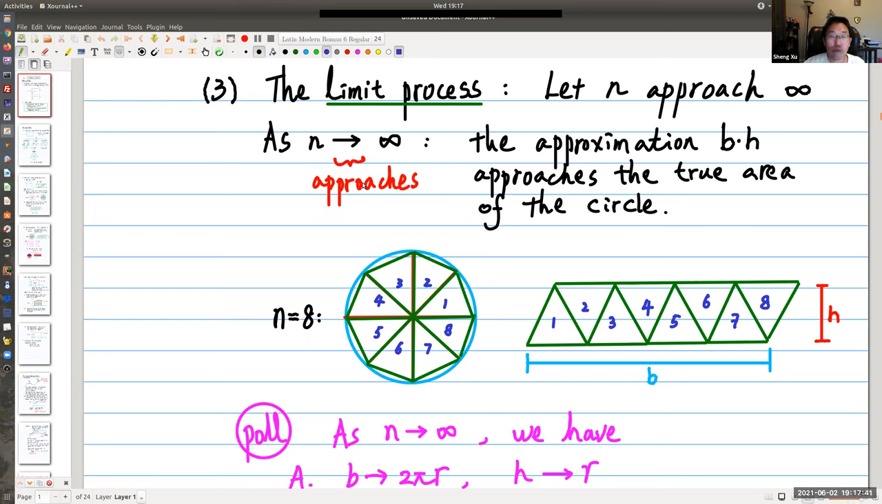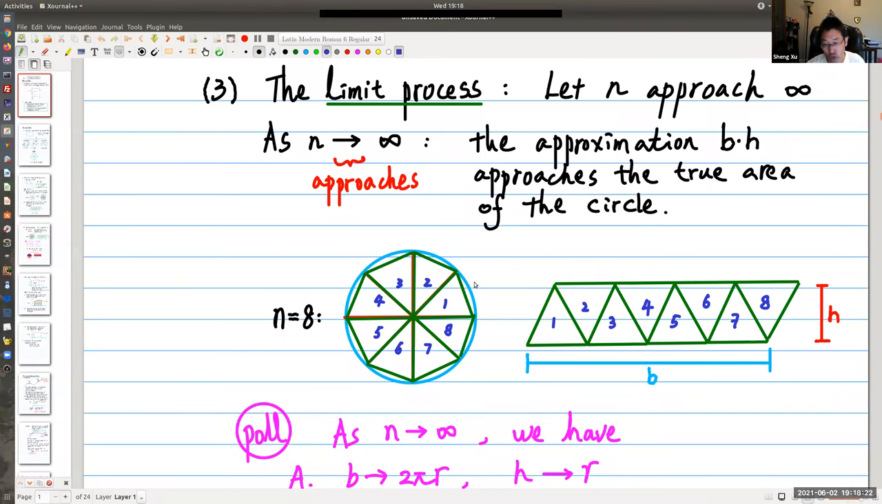So as n approaches infinity, we use this notation here, n arrow infinity. As n approaches infinity, we regard the area of all these infinitely many tiny triangles as the area of the whole circle. If you can make sense of this argument, okay, congratulations. You already master the fundamental idea of calculus. Does it make sense to you?